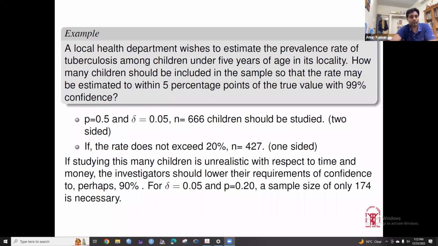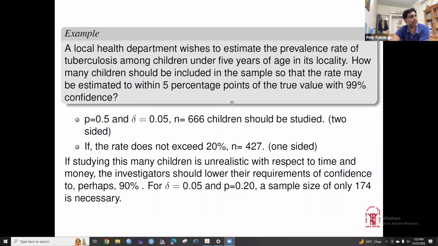Okay. Now take this another example also. A local health department wishes to estimate the prevalence rate of tuberculosis among children under 5-year age in its locality. ठीक है, तो CMO साहब को चाहिए कि prevalence, she wants to estimate the prevalence of tuberculosis in a district. Okay, now how many children should be included in the sample so that the rate may be estimated to within 5 percentage point of the true value with 99% confidence.